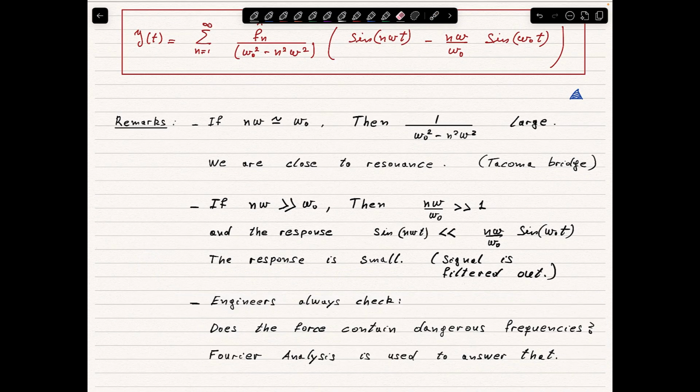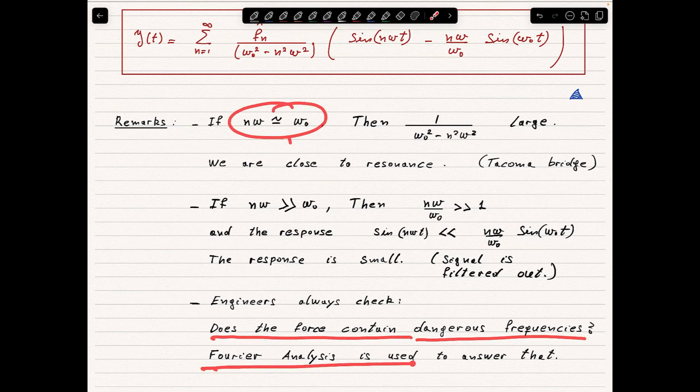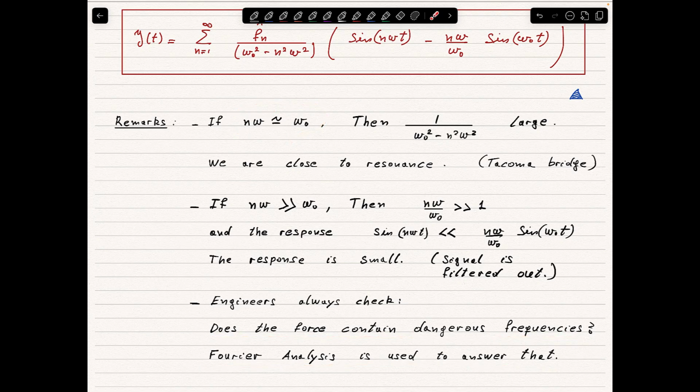So the job of the engineer is always to check, does the force contain dangerous frequencies? Dangerous frequencies are these frequencies. Well, Fourier analysis is the way to answer that.